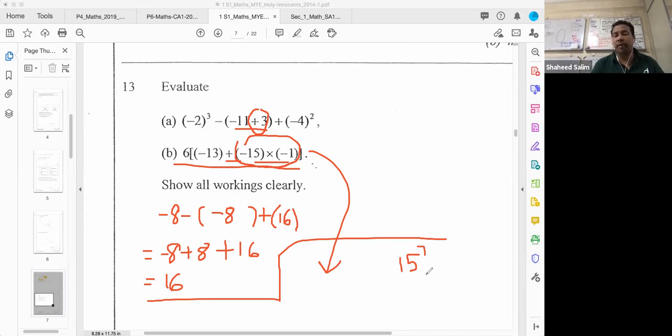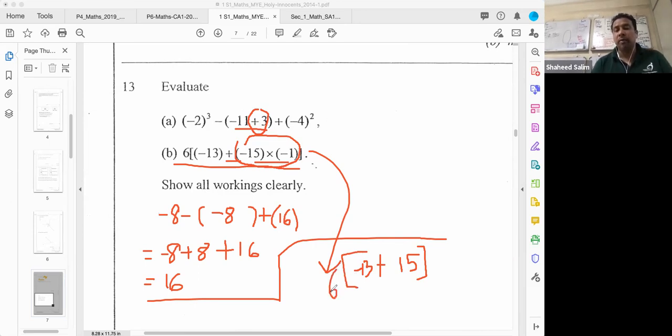You still have a square bracket here. We copy the square bracket. Okay. Then there is minus 13. We can remove the bracket. Minus 13 plus 15. Okay, then after that, you have a 6 on the outside. So do this one. This one is 15 minus 13, is 2. And then the 6 times 2. So the answer is 12.